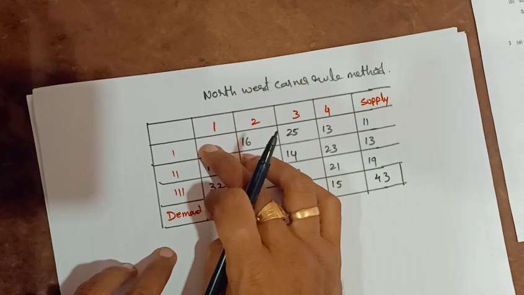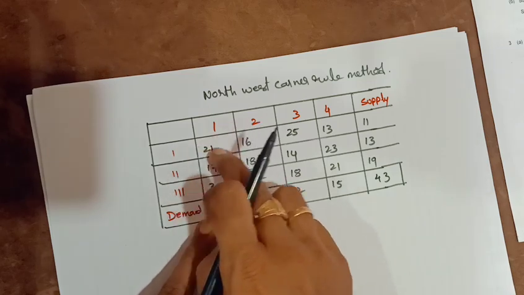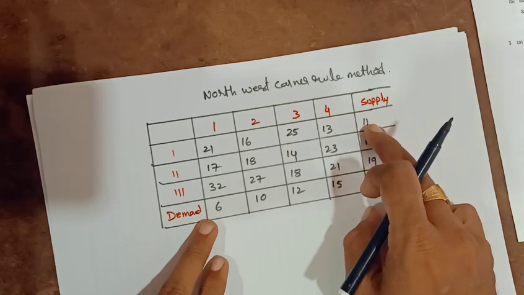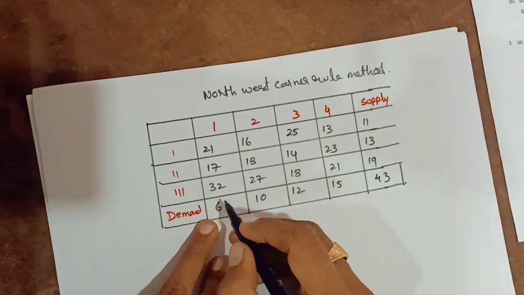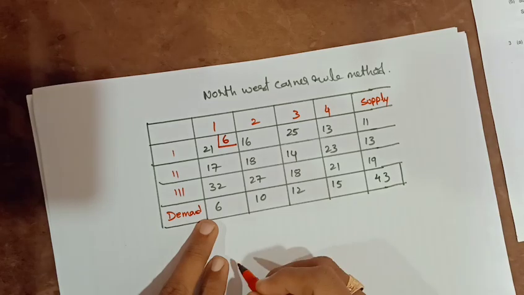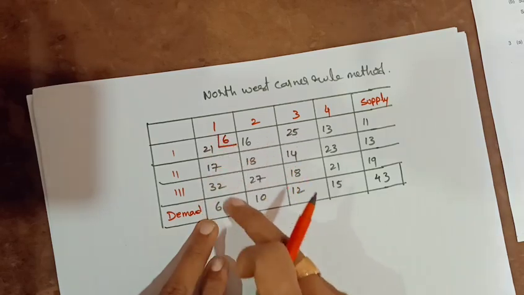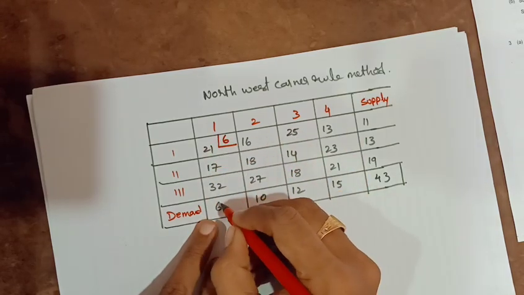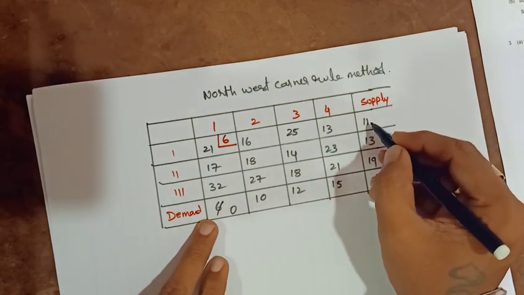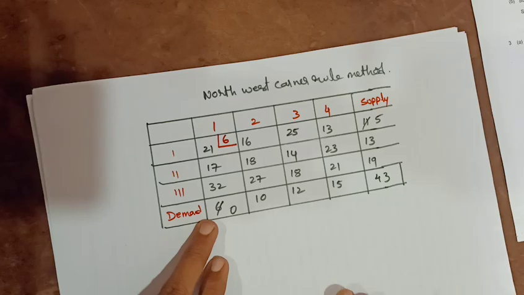See here, this is the northwest cell, and the allocation here is 6, and the supply side is 11. So here what I will do is allocate the 6 here, and this particular column will be deleted. Why? Because this column becomes 0. 11 minus 6 will be 5. Still 5 is there, so this one will be deleted.